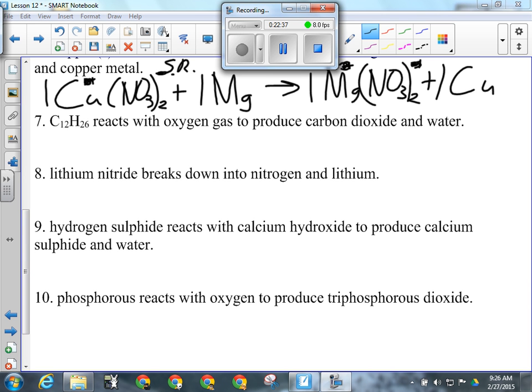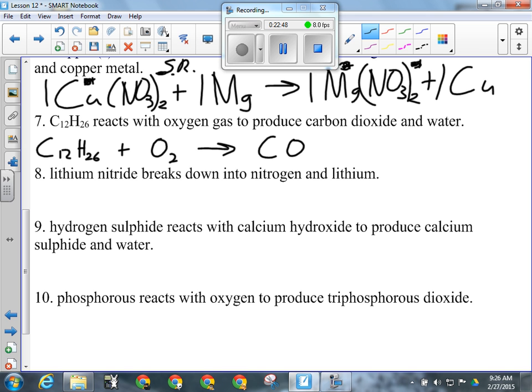Okay, let's have a look at number 7 here. So we've got C12H26 reacting with oxygen gas. All right, and that's going to produce carbon dioxide and water. What kind of reaction is that? Combustion.